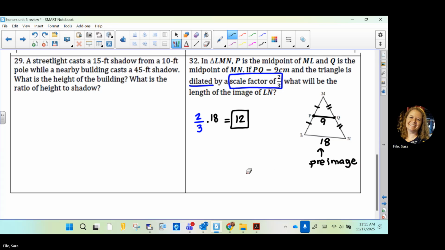All right, 29. So this one says a street light casts. Okay, so this is one of like the word problems. I believe I had one on the quiz like this as well. It had a picture there. This one doesn't have a picture, so we're going to draw one. A street light casts a 15-foot shadow from a 10-foot pole, while a nearby building casts a 45-foot shadow. What's the height of the building? What's the ratio of height to shadow? So if they're under the same light, their shadows are going to be proportional. That's what we need to understand.